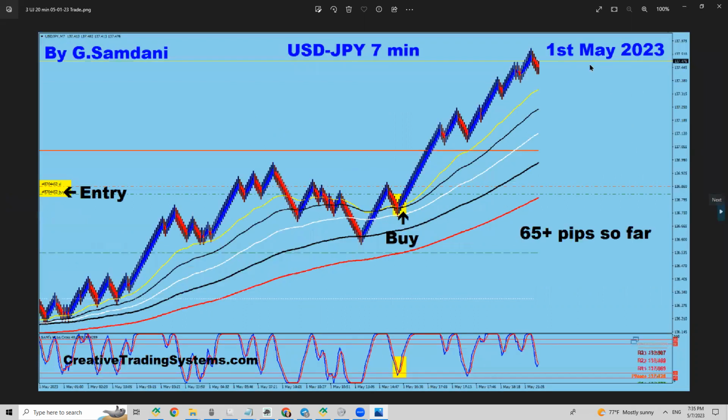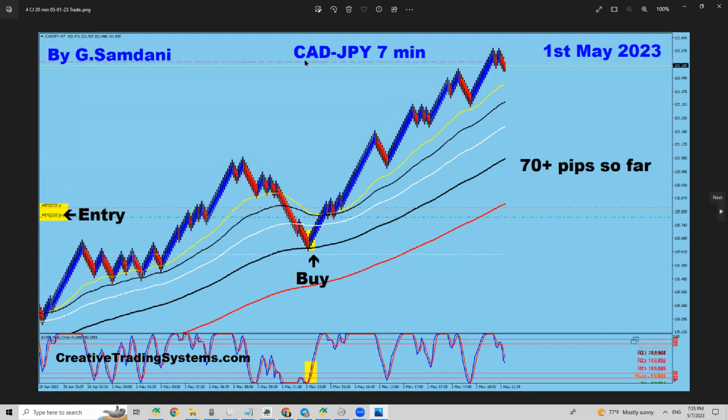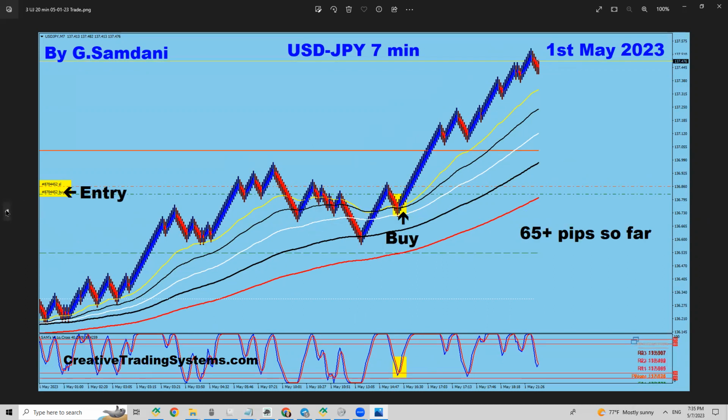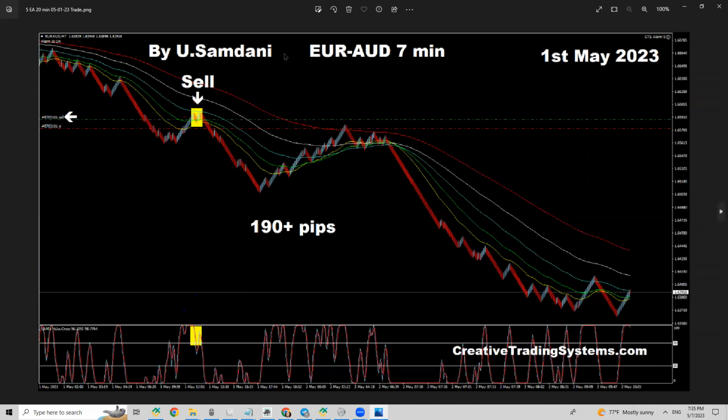And on the 1st May, again, this one USD yen, all yen pairs you see they're onto the upside, 65 pips here, and this is CAD yen, 70 pip going to the upside, May 1st. Sorry, that's the other one. This is Euro Aussie from 7-minute chart. My son is also learning and taking, and this is his chart.